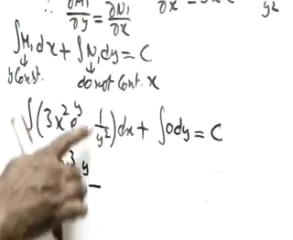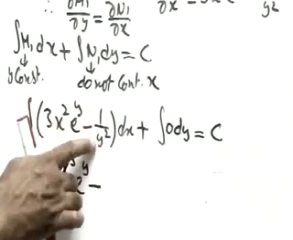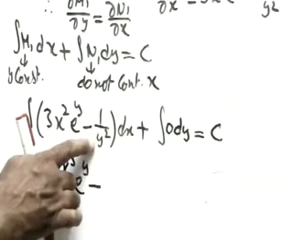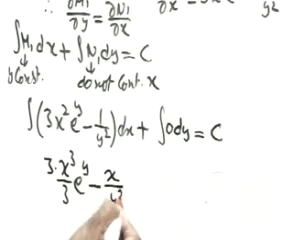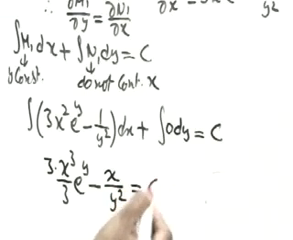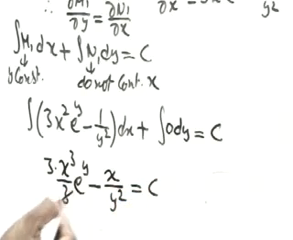Now here we have to integrate with respect to x. So integration of 1 will be x. We are not integrating y square, right? Y square as it is. Integration of 1 is x. So this will be x by y square equals c.